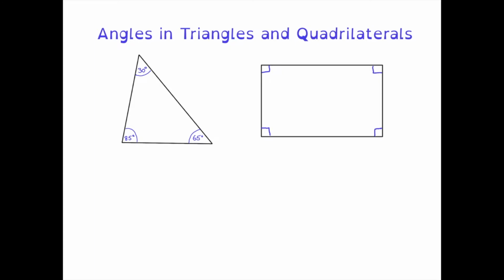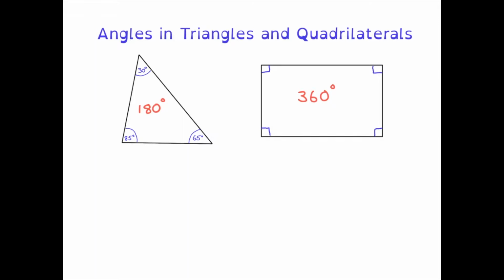So today we're looking at how to find missing angles in triangles and quadrilaterals, otherwise known as four-sided shapes. Now this is quite straightforward so long as you can remember two important facts. And those are that the angles in a triangle always add up to 180 degrees, and the angles in a quadrilateral always add up to 360 degrees.